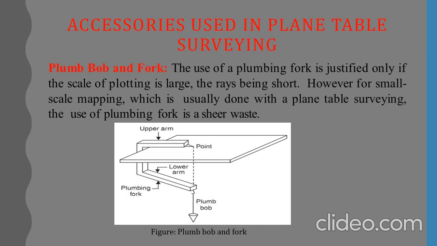These are some notes or some theory about the plumb bob and fork. The use of a plumbing fork is justified only if the scale of plotting is large and the rays are short. However, for small scale mapping, which is usually done with plane table surveying, the use of a plumbing fork is a sheer waste. You will also see one of the images attached in this slide to know what the plumb bob and fork are.